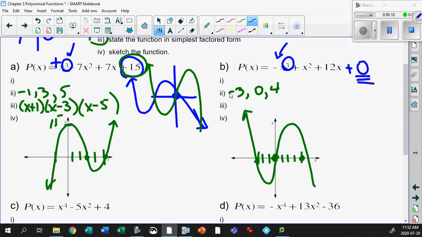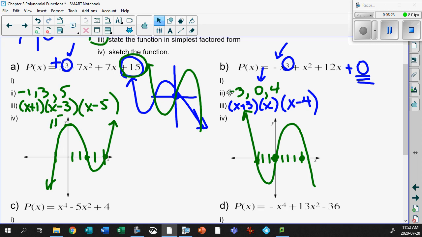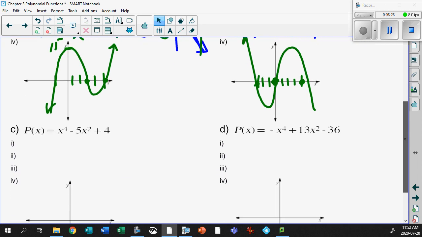Writing this out in factored form, the first guy is going to be x plus 3. Don't forget that that is just a plain old x, right? And then that, of course, is going to be x minus 4. There's your factored form of that based on the roots that you determined. All right, so let's do a couple more examples, and then that's good enough.